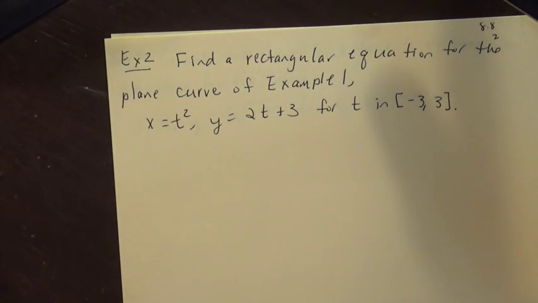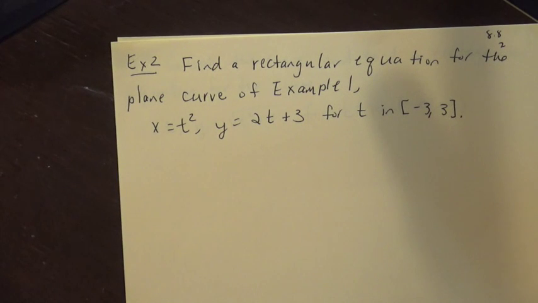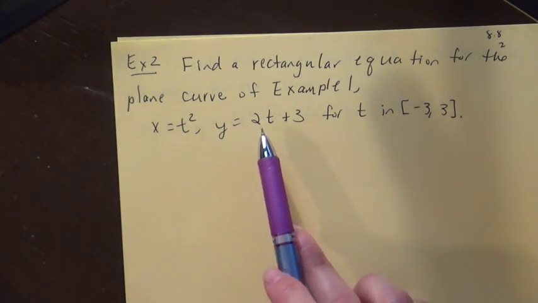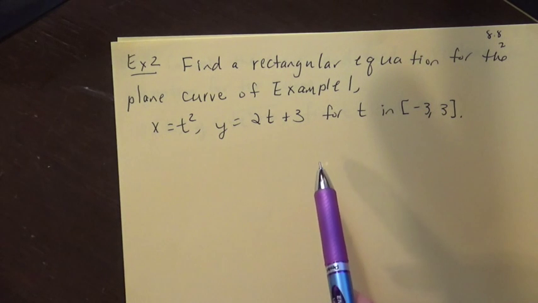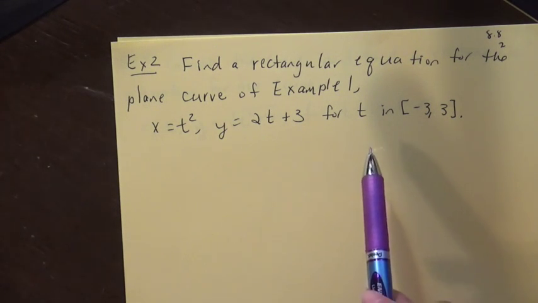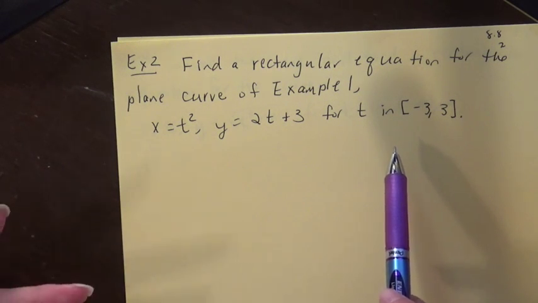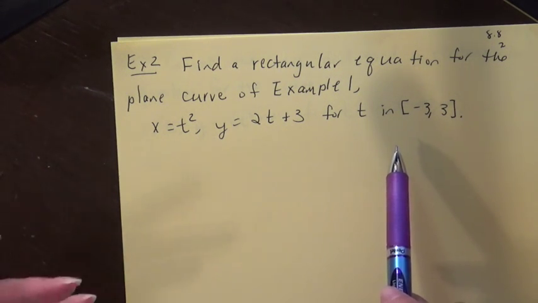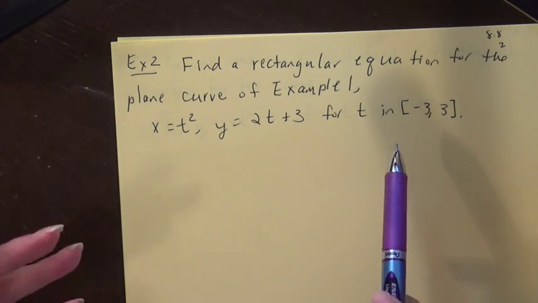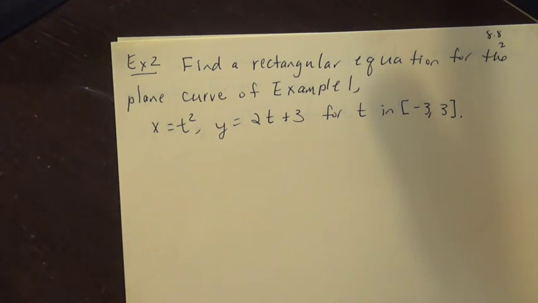In example 2, we're asked to find a rectangular equation for the plane curve from example 1. So we've still got the same function that we were working with in example 1. Rectangular equation just simply means you can think of that as y as a function of x. So maybe y equals x squared, y equals square root of x, etc.